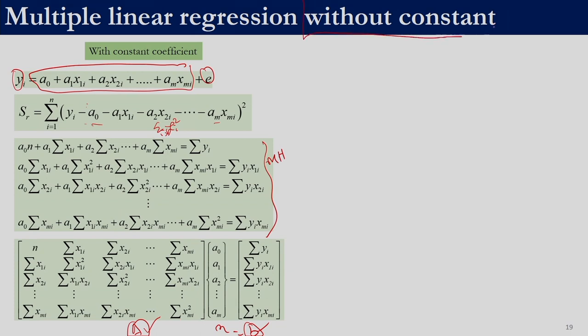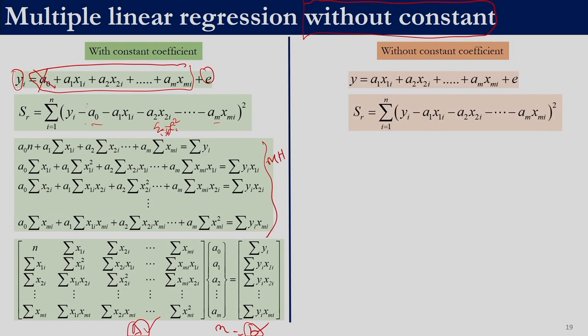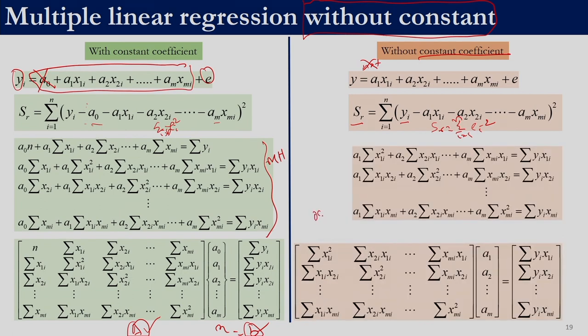So now the case is, what happens if there is no constant? Let's say the model does not have this a naught. Everything remains the same. So this a naught is not there. So the definition of SR is still the same: Yi minus the model without a naught. So without the constant coefficient, y minus this model, Yi minus the value obtained from the model, ei, square it up and sum it for all the n data points. So that is the same thing. In this case, now we need to differentiate only m times: dou SR by dou a1, dou SR by dou a2, dou SR by dou a3, all the way up to dou SR by dou a m, and equate it to 0.